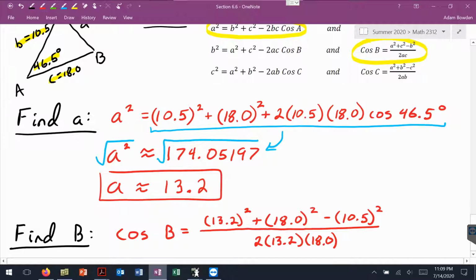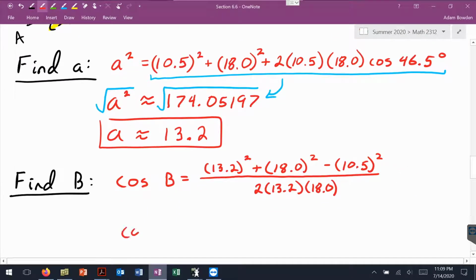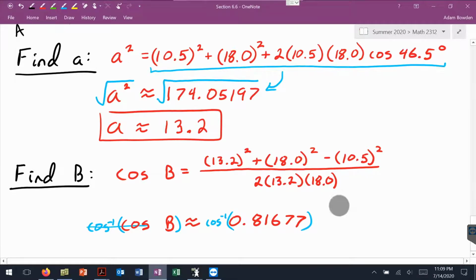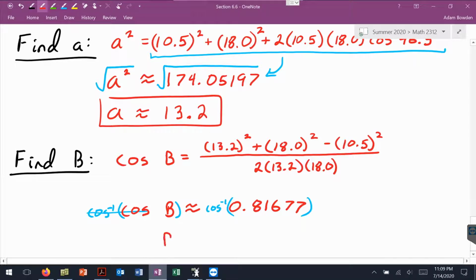Okay, another thing where we'll need to let the calculator take care of some number crunching duties here. All that together is going to approximately be 0.81677. But we're solving again for B, so I need to take cosine inverse of both sides, so that I can cross that out. And when I do the calculation for B here, the cosine inverse turns out to be 35.3 degrees.